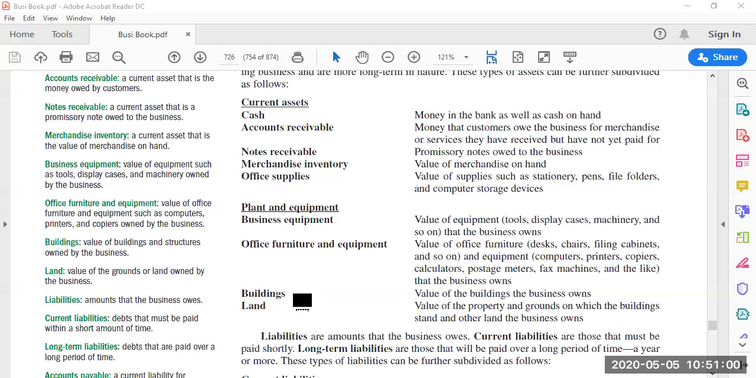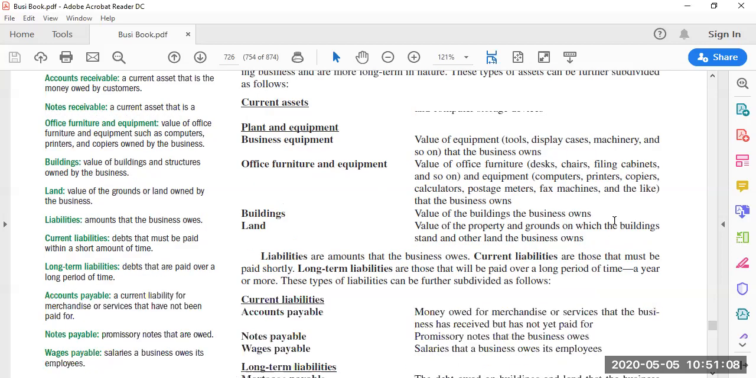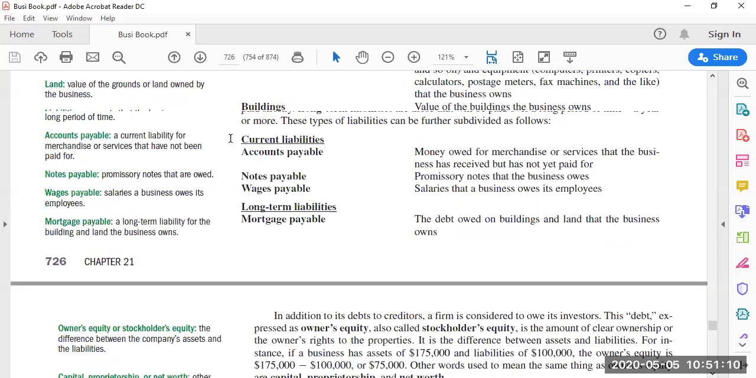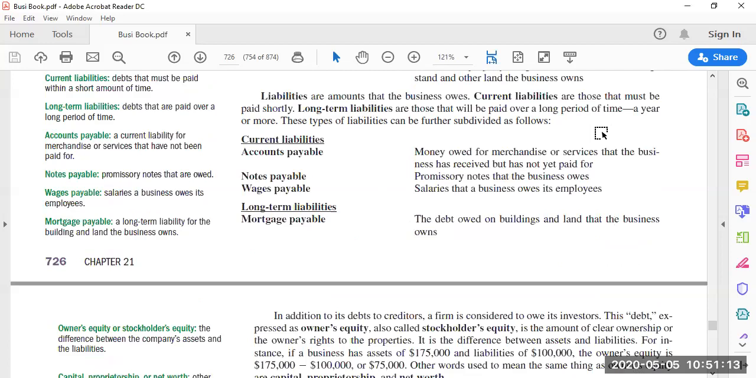The second area that we can look at are liabilities. We said liabilities are amounts that the business owes, not owns, but owes. Current liabilities would be the one group under this section, and these are those liabilities that must be paid shortly.